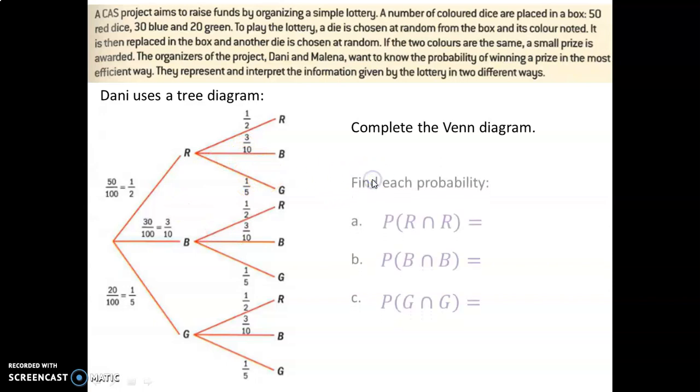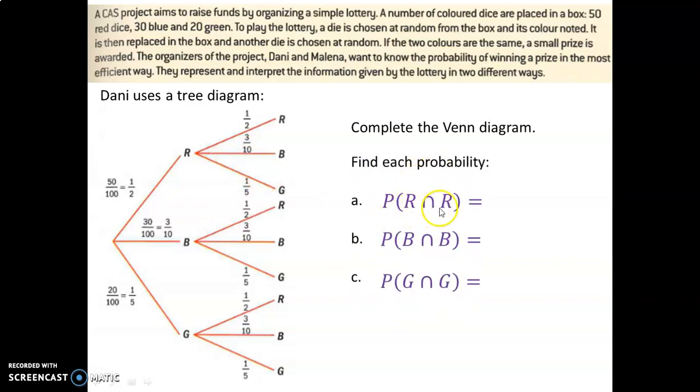Let's try some problems related to that. So find each probability. Let's try A. What's the probability of getting, let's see, what would the R represent? R was some dice, right? Anyway, what's the probability of R then R? Okay, so the probability of getting two red dice is a half and a half, right? You just follow that path, half times half, which makes 1/4.